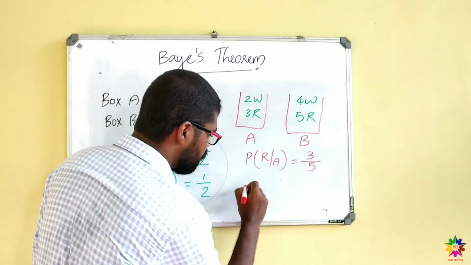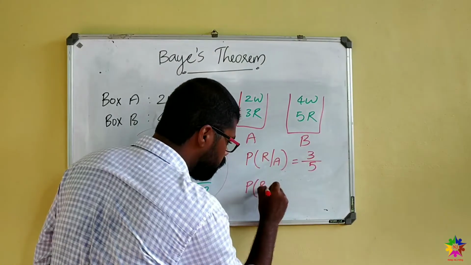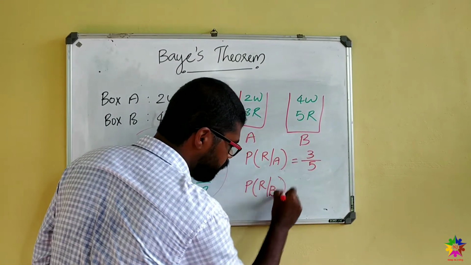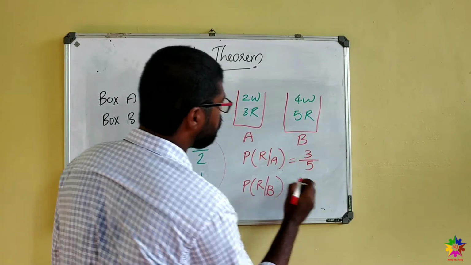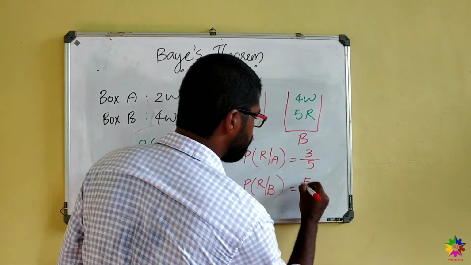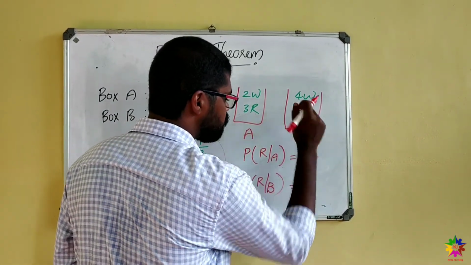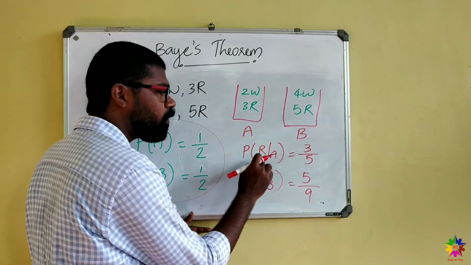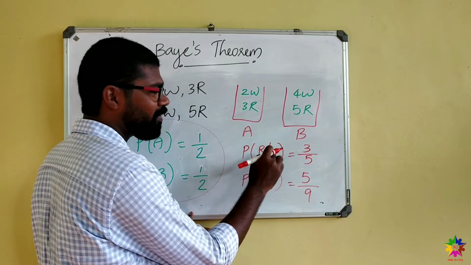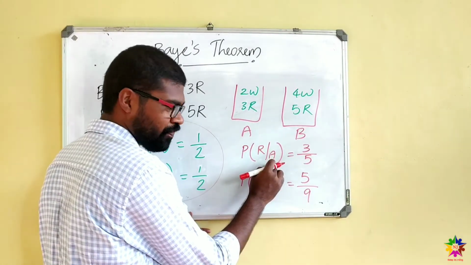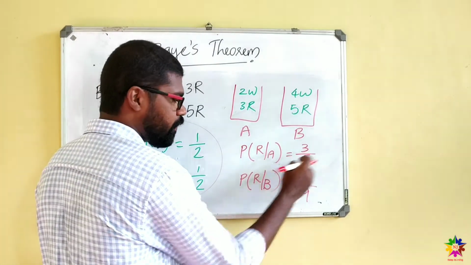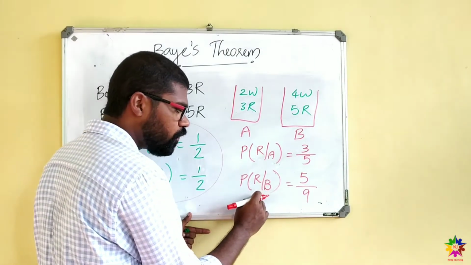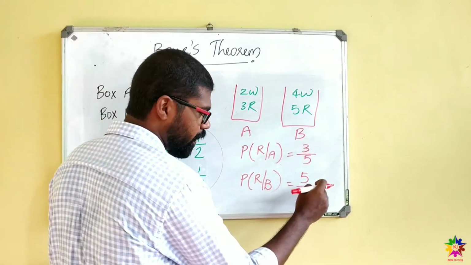And what will be the probability of choosing a red ball from box B? We have 5 red balls and the total balls are 4 plus 5, that is 9. So this is our probability of choosing a red ball from box A, that is 3 by 5, and the probability of choosing a red ball from box B, 5 by 9.